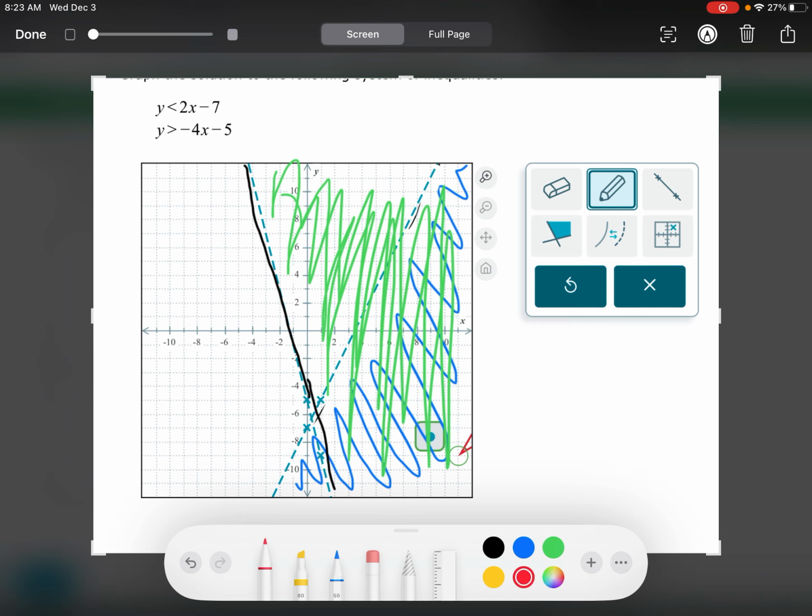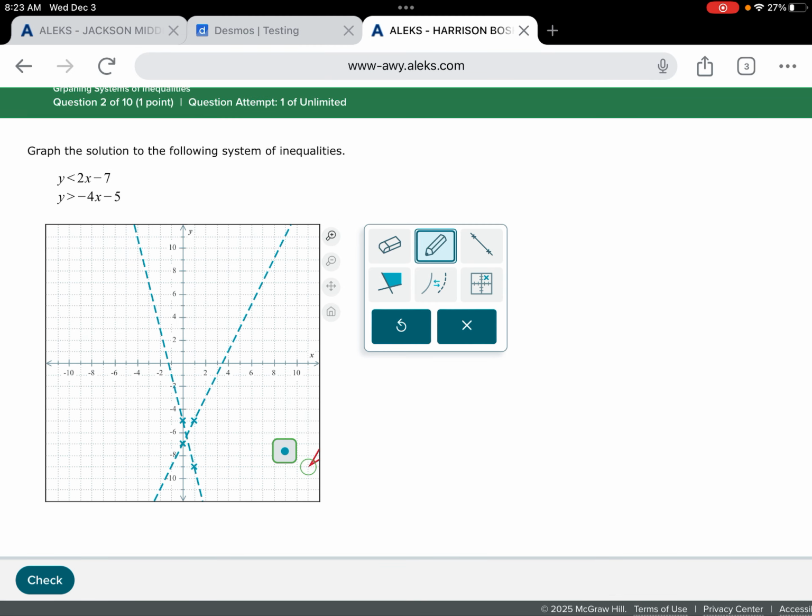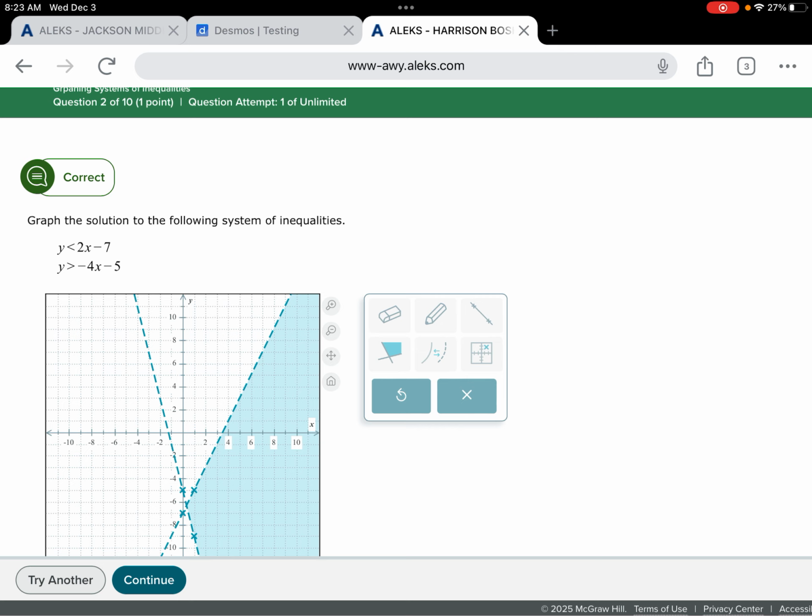So in red, again, we're going to go through. We see that this area is blank, so that's not right. This area only has green, so that's not right. This little section down here only has blue, so that's not right. So we want to shade this whole section over here since we have the green and the blue, which means both lines are going to be shaded in this area. So let's go back to our Alex assignment. We said this area is the one that both of them are shaded. We hit check, and there we go.